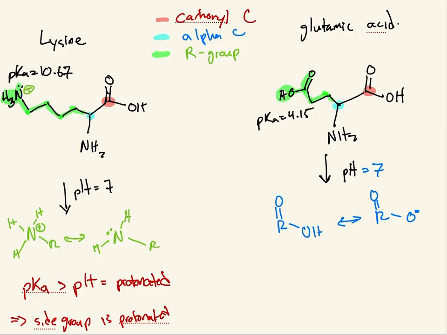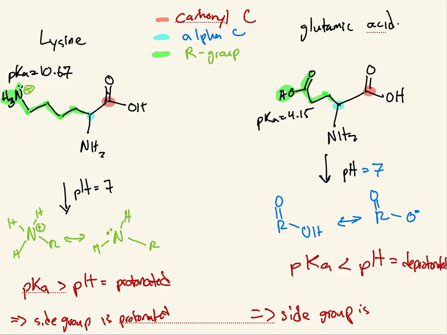How does the pKa compare to the pH? Less than the pH. So that means that it favors what form? Deprotonated, right? And for oxygen, that means that the side group is what? Negatively charged. Negatively charged. And that this one should be positively charged.